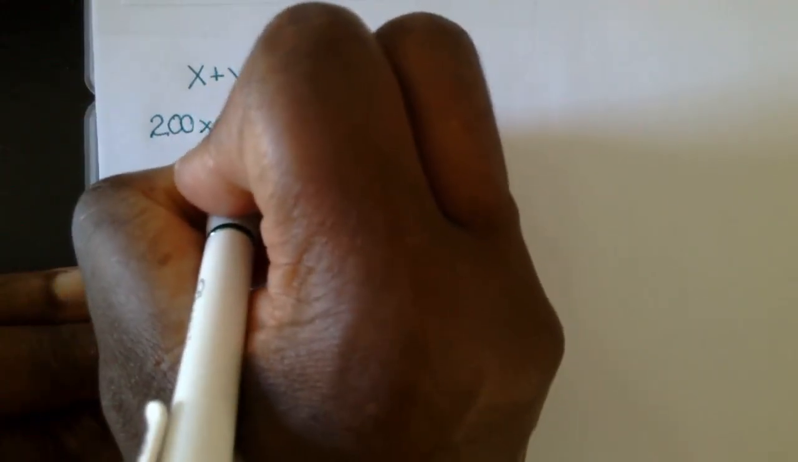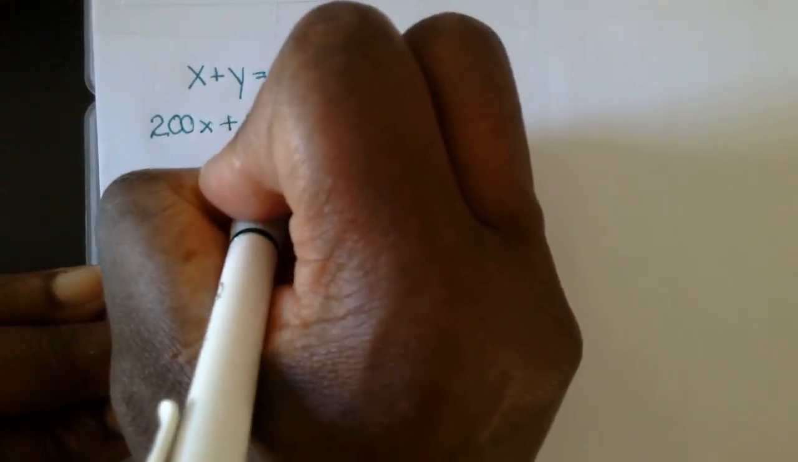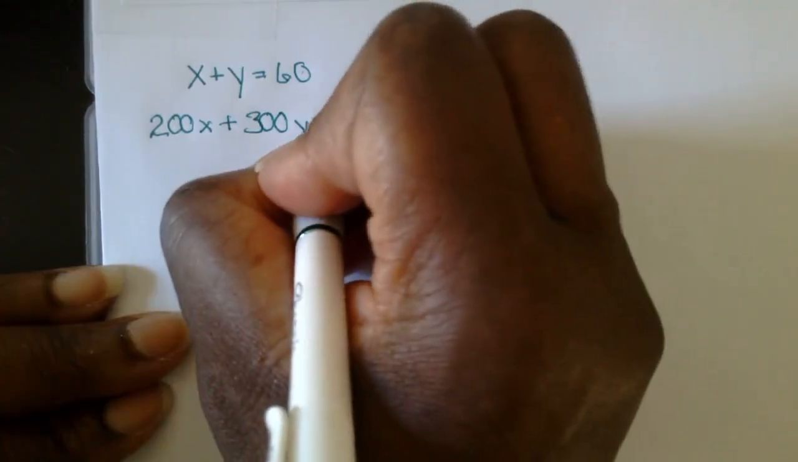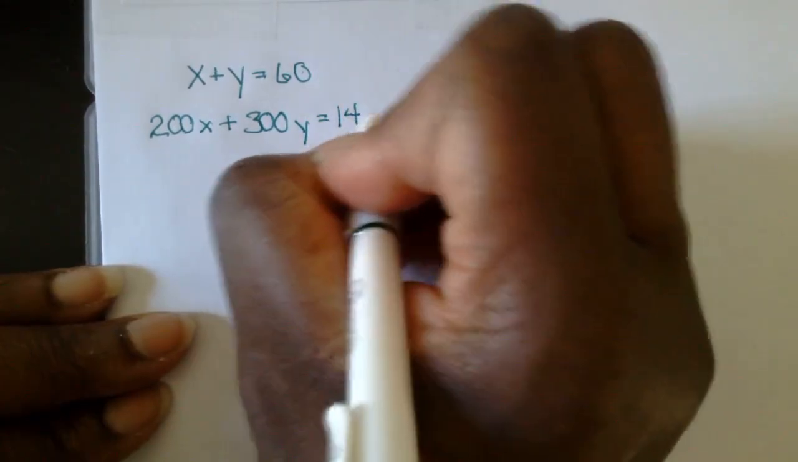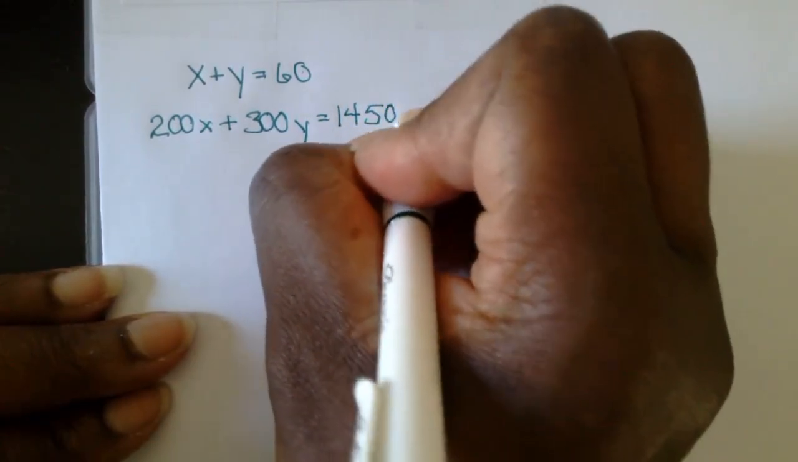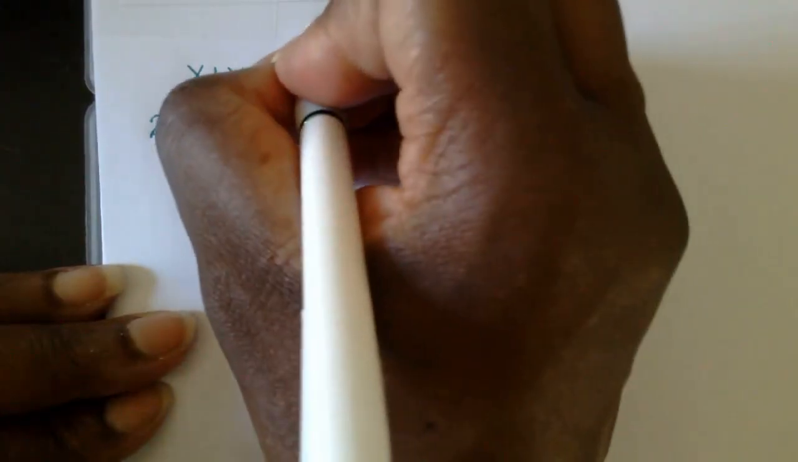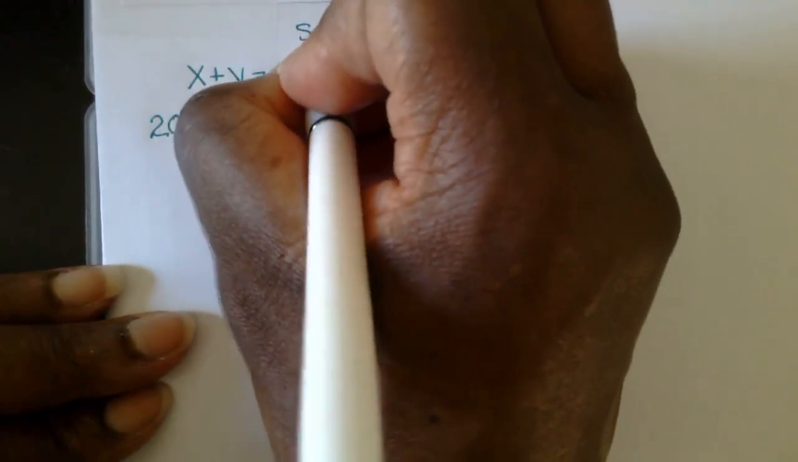So let me bring it on down here, and let me rewrite the formulas. So we have X plus Y is equal to 60, and we have our 200X plus 300Y is equal to 14,500. And we're going to do substitution.